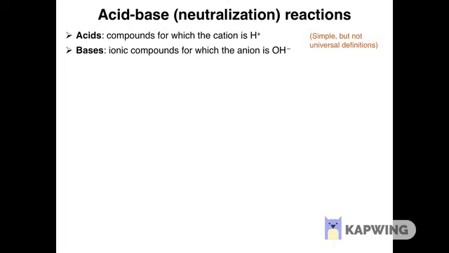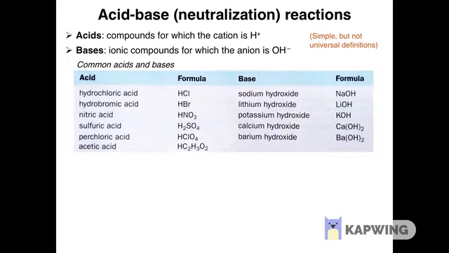We will define a base as an ionic compound that can dissociate in solution into some cation and a hydroxide anion, OH-. These definitions are not universal, but are sufficient for the purposes of our course. Here is a non-exhaustive list of some common acids and bases. We have already looked at acids and are familiar with the acids on this list and with the naming conventions for them, so let's take a closer look at the bases.